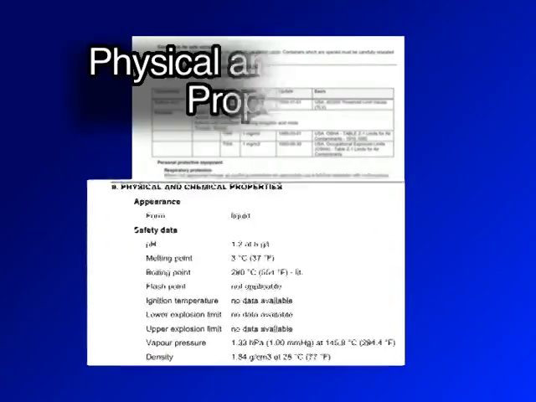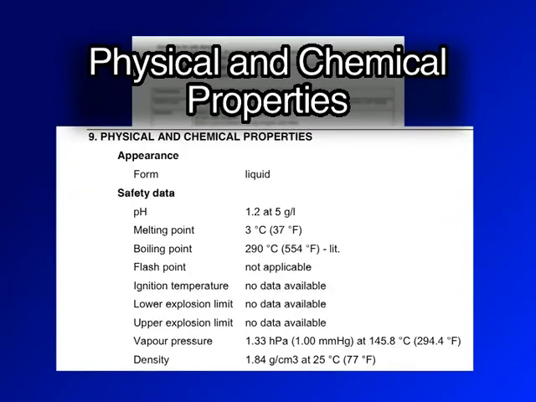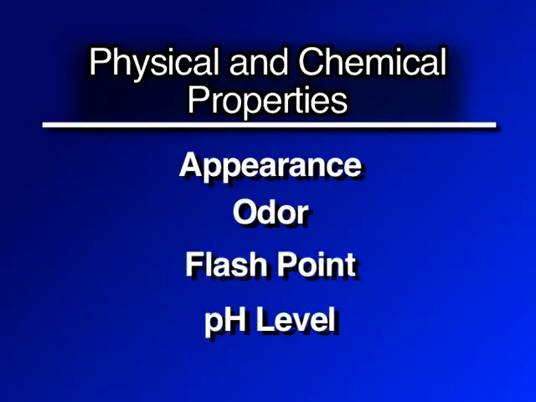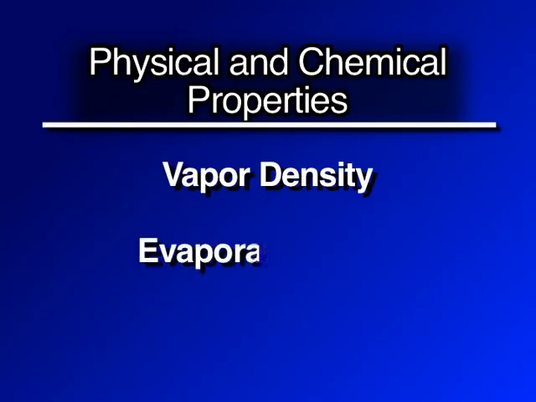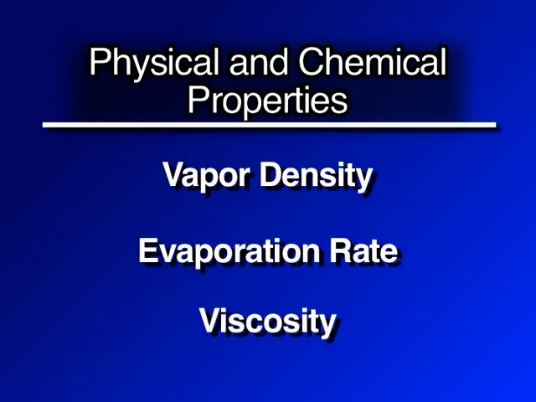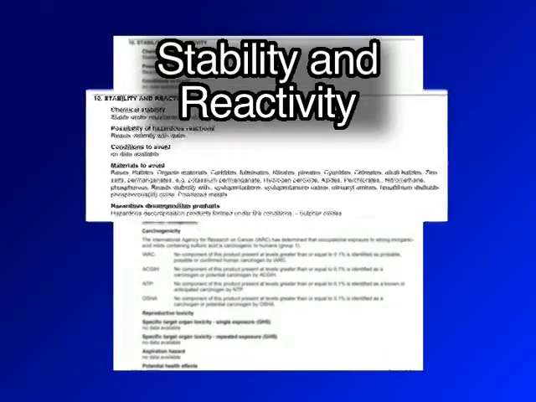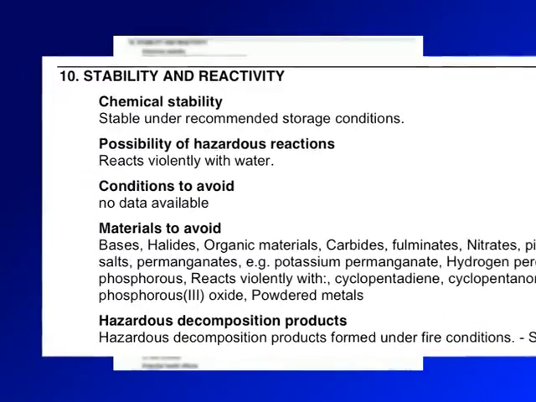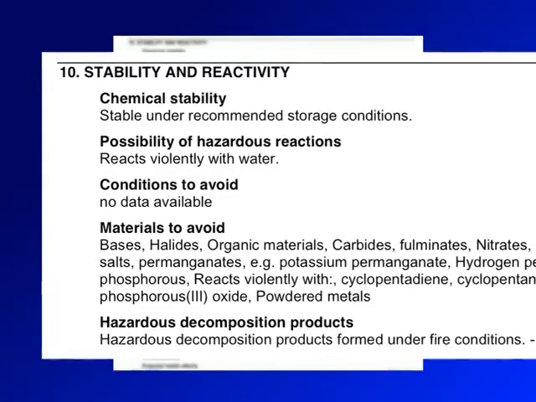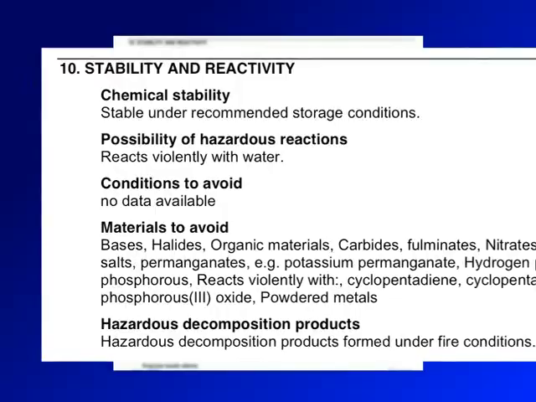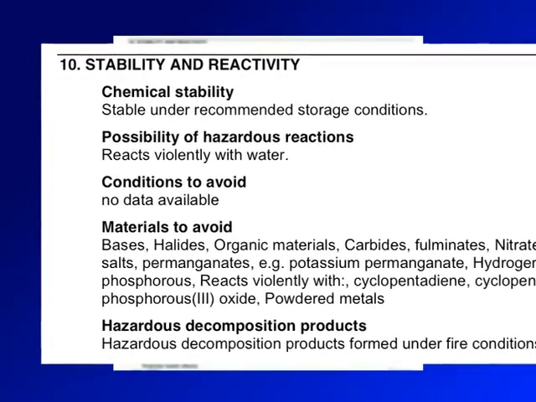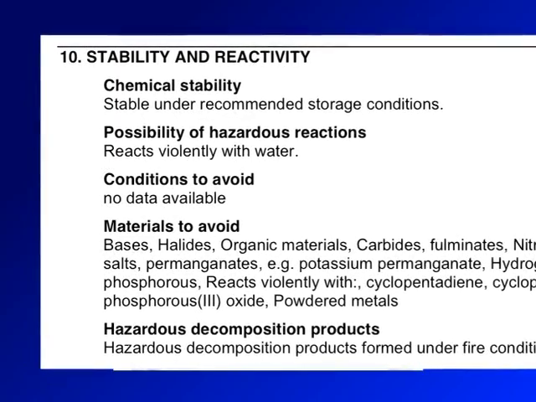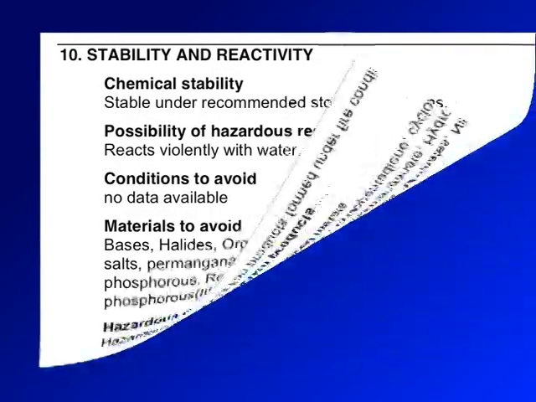Section 9. Physical and chemical properties. List the chemical's different characteristics, such as appearance, odor, flash point, pH level, vapor density, evaporation rate, and viscosity. Section 10. Stability and reactivity. State the following: reactivity, chemical stability, possibility of hazardous reactions, conditions to avoid, such as static discharge, shock, or vibration, incompatible materials, and hazardous decomposition products.